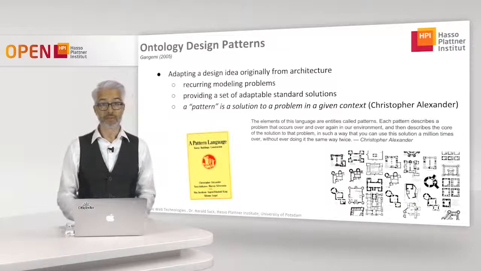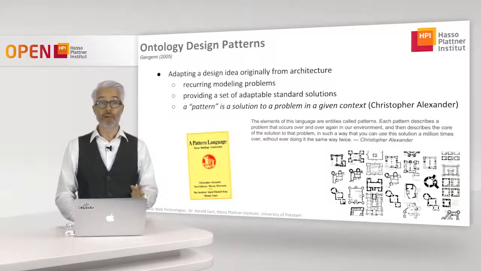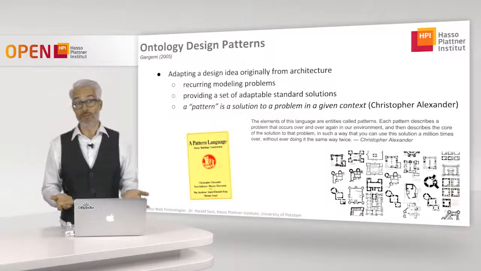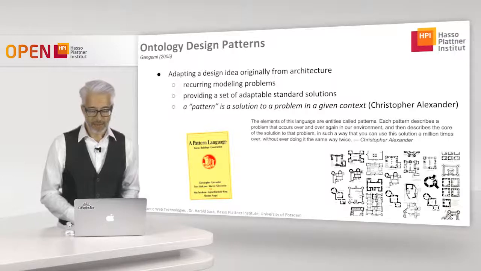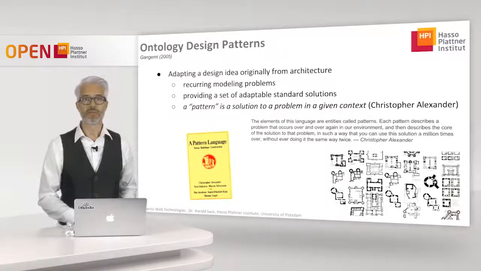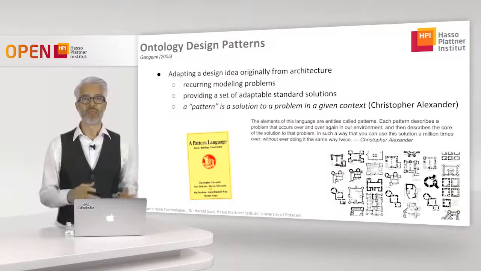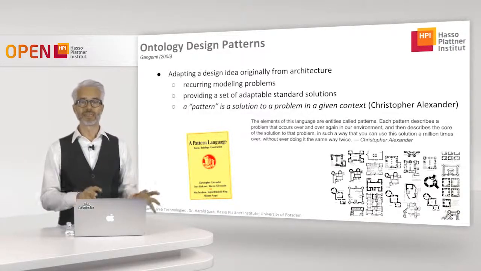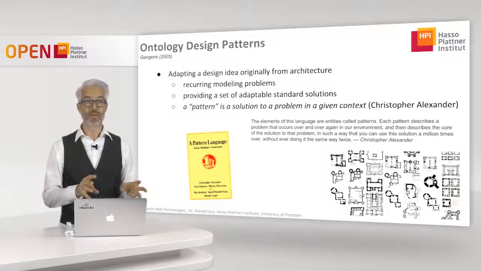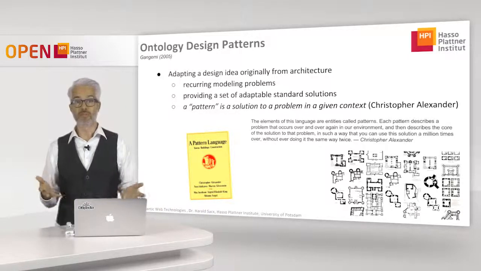So the next methodology is called ontology design patterns. It was also introduced in 2005, and as you might imagine, of course, the idea is not new for ontology. This has already been developed, for example, in architecture. There is an architect called Christopher Alexander, and he developed something which is called design patterns. So this is adapting an idea which originally comes from architecture. And it's about recurring modeling problems. You provide a set of adaptable standard solutions for those problems. And for this, patterns are defined. And a pattern there is a solution to a problem in a given context.